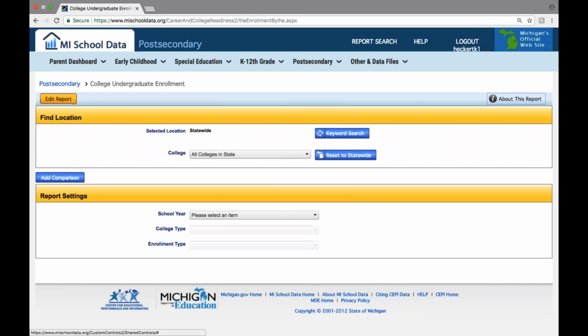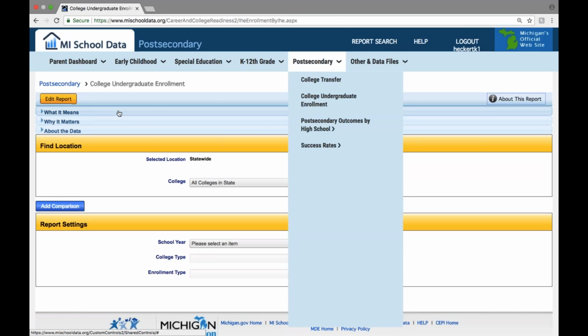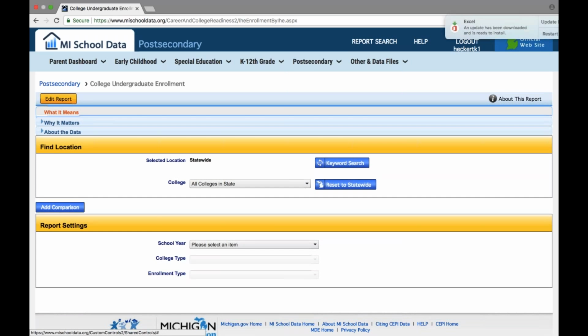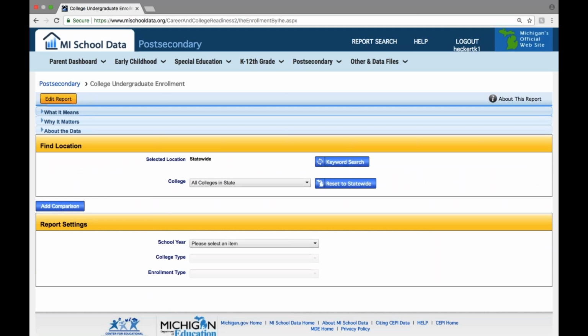College undergraduate enrollment is going to show you the number of undergrads enrolled in Michigan, and at your community college or your university. If I wanted to check real quick what it means: it reports a summary of undergraduate students enrolled at Michigan colleges and universities, searchable by college. This About This Report button is on nearly every report. What it means is a summary.